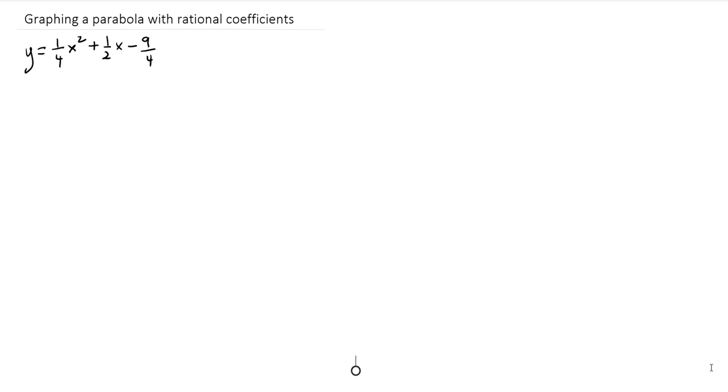So here we have a parabola with rational coefficients. Our goal is to actually graph this. And so the form that we're going to use to graph this parabola is y equals a times the quantity x minus h squared plus k. This form will actually give you the vertex. And the vertex is (h, k). So how do we get it into this form? We're going to use a technique called completing the square. Why don't we do that?